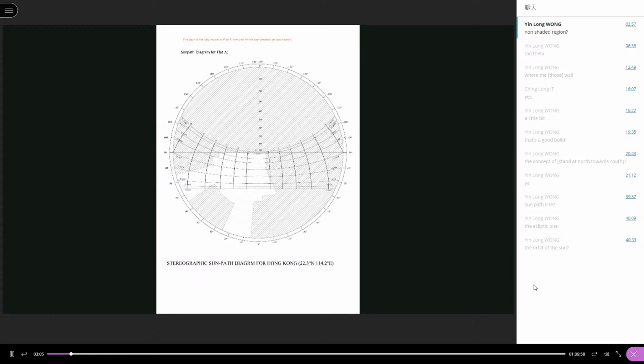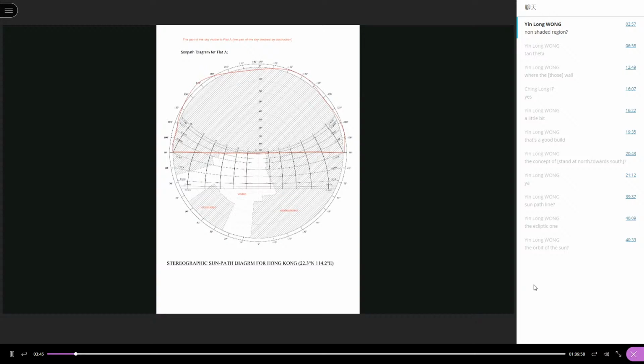The non-shaded area is the part visible. So here this part is visible and this part is obstructed. The shaded area is the part which is obstructed by the opposite buildings. How about this half of the circle? We have half of the circle also shaded.